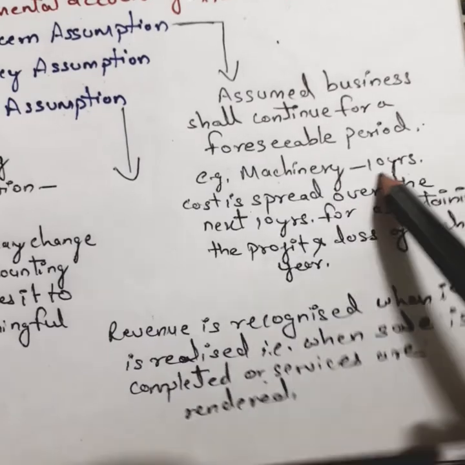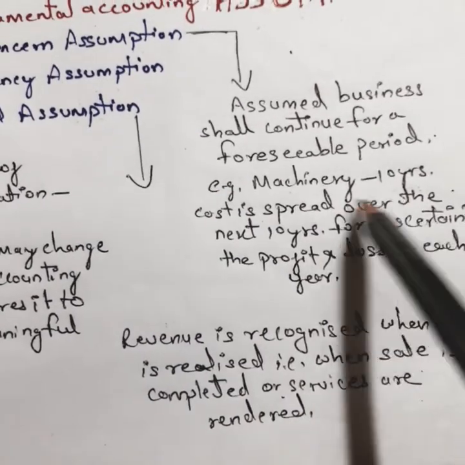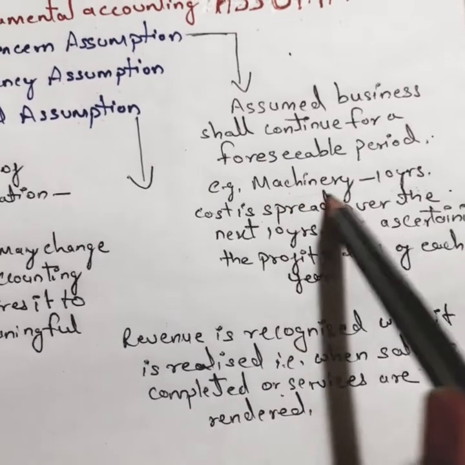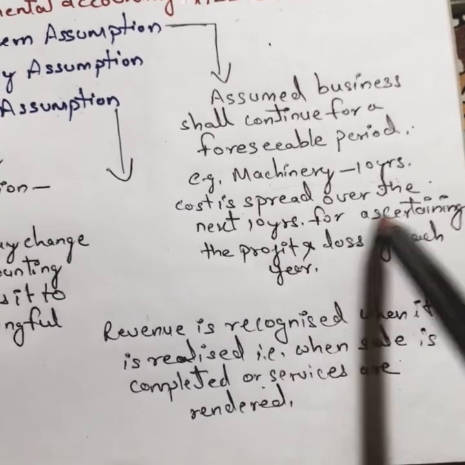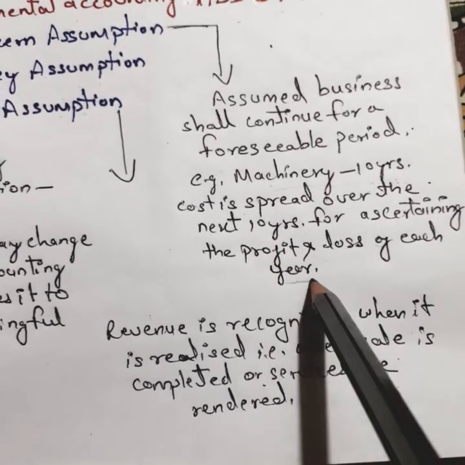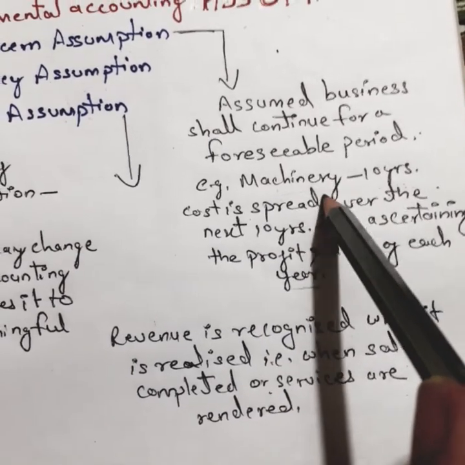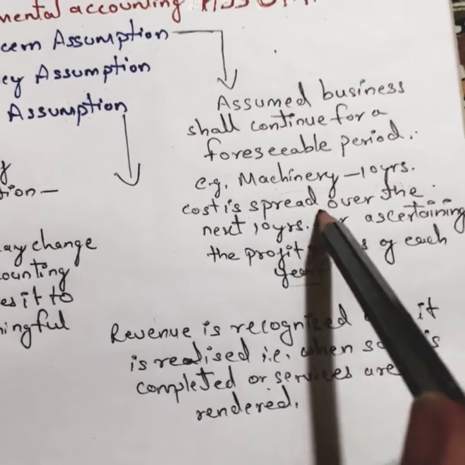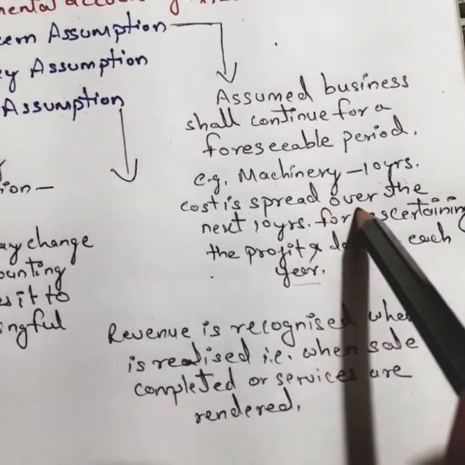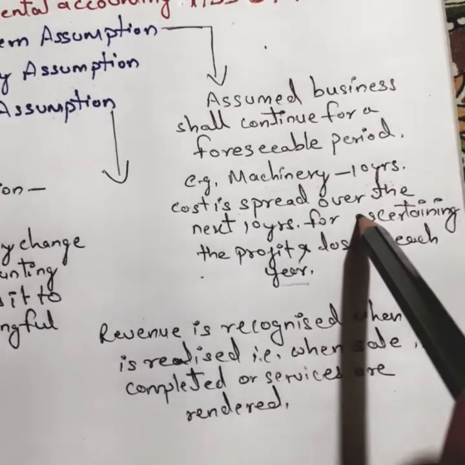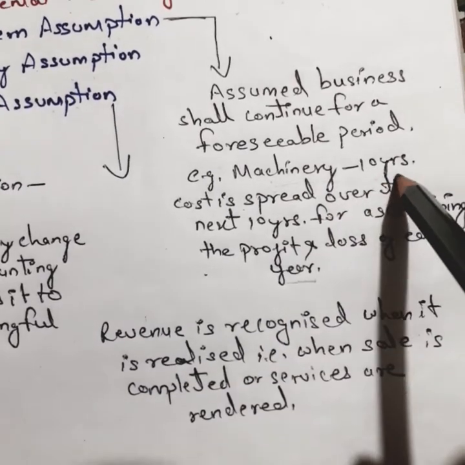So for those 10 or 15 years, what we do in the accounting procedure is divide the cost of the machinery over 10 years or 15 years. The cost is spread over the next 10 years for ascertaining the profit and loss of each year. Though we purchase the machinery in the first year, we deduct a percentage each year, which is named depreciation. We will be discussing depreciation in my coming videos, but just for the sake of understanding, take it as an example. If you purchase a machinery, it is assumed that it could run for 10 years or 15 years.